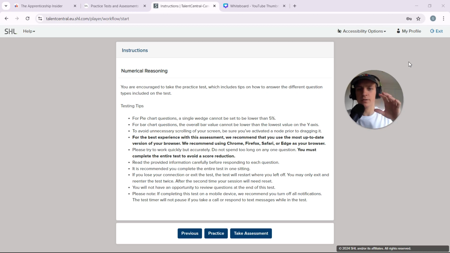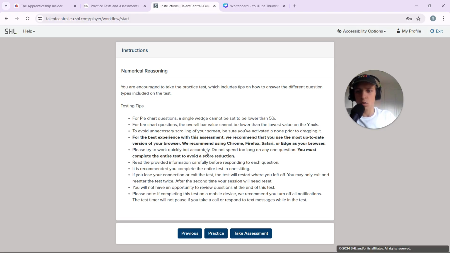Okay, so now before we start, it's giving me the instructions for the test. The first thing I'd do, if I was doing this test for real, is actually look at the instructions. It's really easy just to ignore these instructions and go and do the test, but these instructions are important. Some key things here would be about this pie chart, it can't be lower than 5%. Their overall bar value cannot be lower than the lowest value. That might not make sense now, but that's information which will be useful later on. So that's the kind of thing I just quickly note down. Can't be less than 5%, can't be lower than the lowest value.